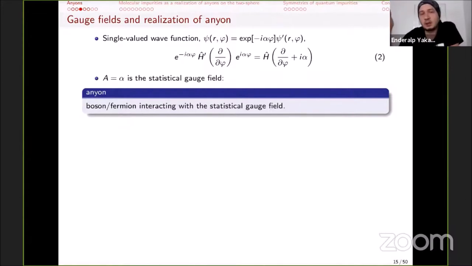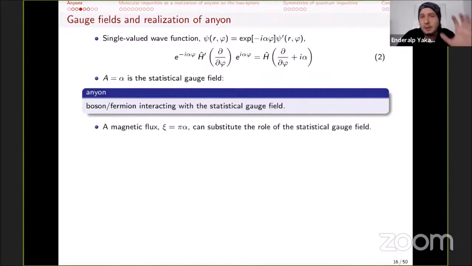After this transformation, the relevant quantity ∂/∂φ, which is angular momentum, goes to ∂/∂φ plus iα. So now the statistical parameter emerges as a gauge field. So in this picture, anyons can be described as bosons or fermions interacting with the statistical gauge field. This is in fact where the complication starts. In fact, this picture also allows us to realize anyons in our world.